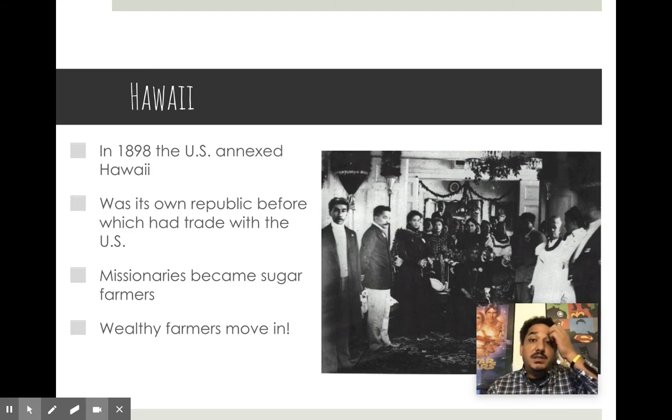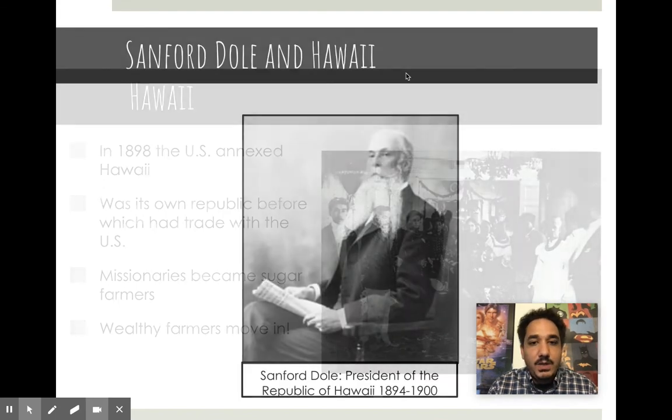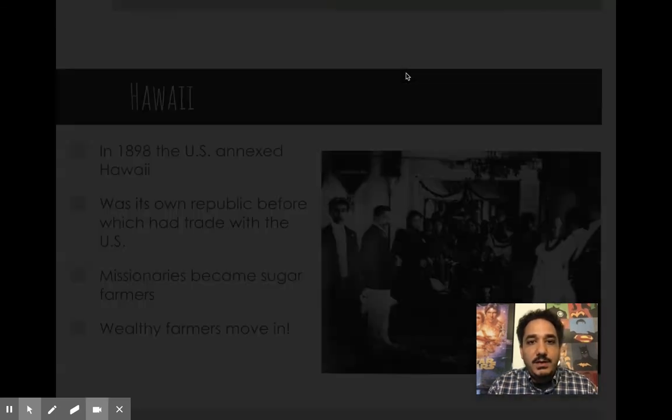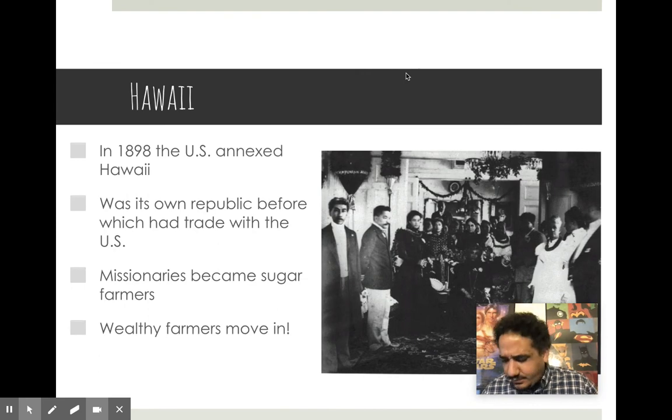And some of these U.S. people actually became Hawaiian citizens. These missionaries became Hawaiian citizens under the Queen of Hawaii and became very, very wealthy. Now, the Queen of Hawaii, her name, actually, we'll get there. Her name was Liliuokalani. I'll show you a picture of her in a little bit.